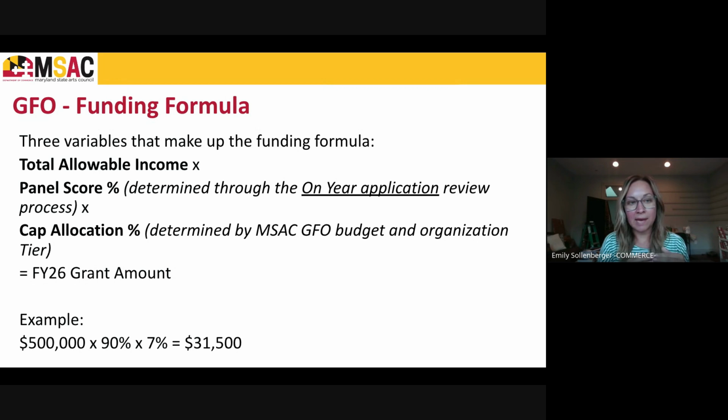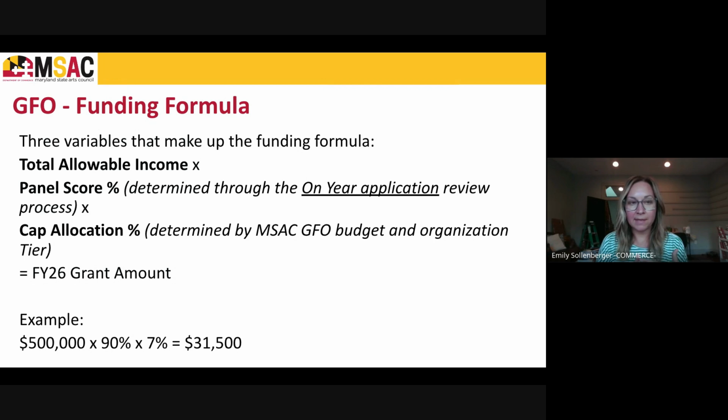We then multiply that by the panel score. Again, that's determined only in the on-year application review process. So in your off years, that panel score transitions forward, and you essentially have that same panel score for 3 years.